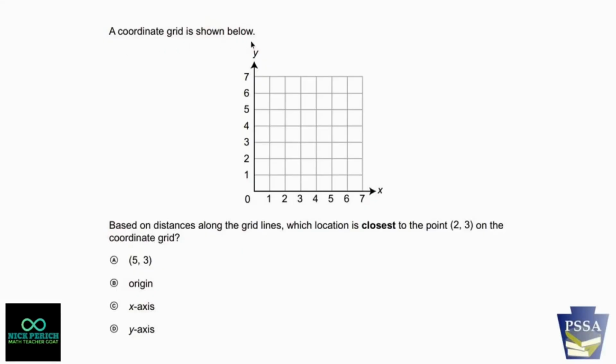A coordinate grid is shown below. Based on distances along the grid lines, which location is closest to the point (2, 3) on the coordinate grid?